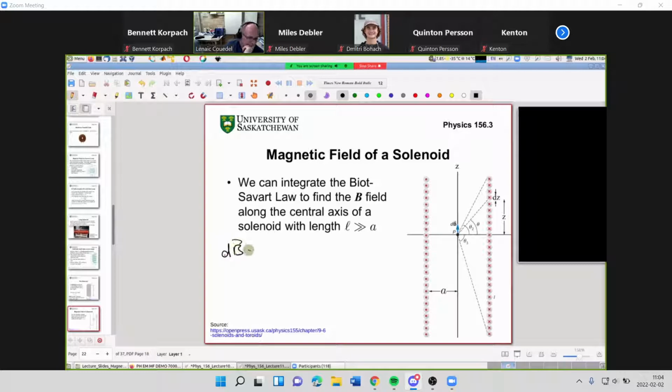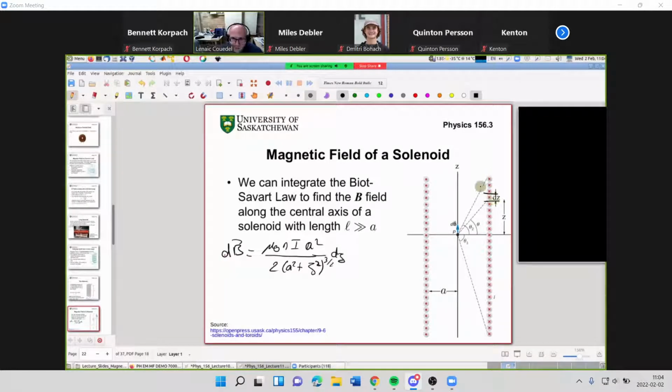dB equals mu0 n I a squared divided by 2a squared, and here we are on the z-axis, so it won't be x but z squared to the 3/2 dz. So that is just a piece of wire.